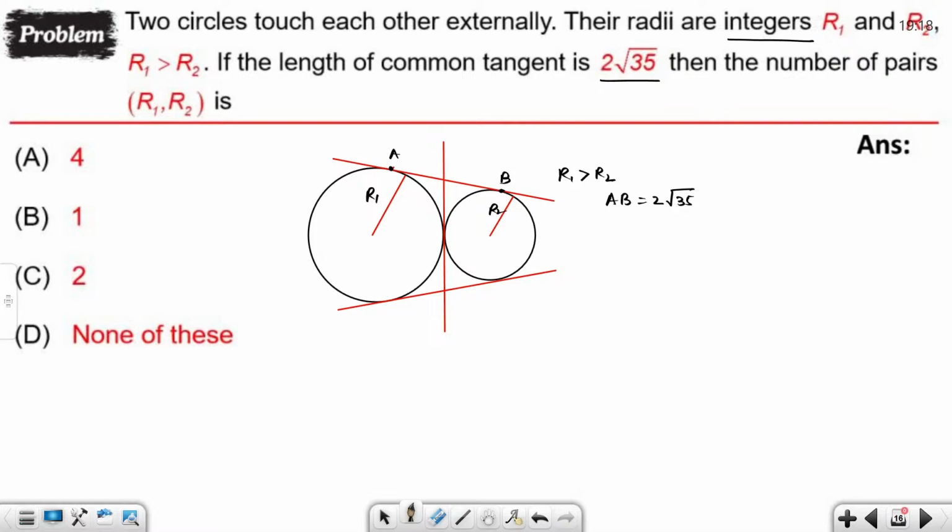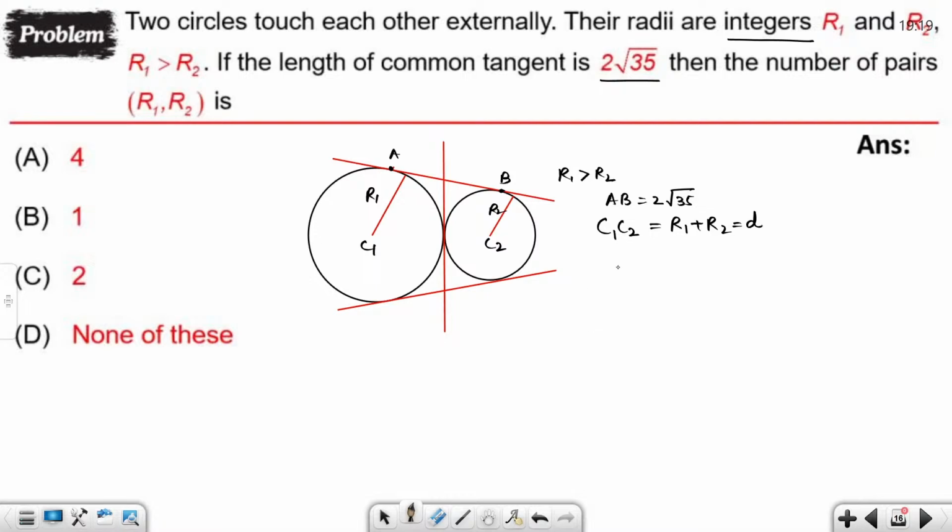Is it clear? Now, what is the condition when two circles touch each other externally? If the centers are C1 and C2, then the distance between their centers is R1 plus R2. Look at it carefully. It is R1 plus R2. So the distance between their centers is equal to R1 plus R2, which we have denoted in our theory part as D.